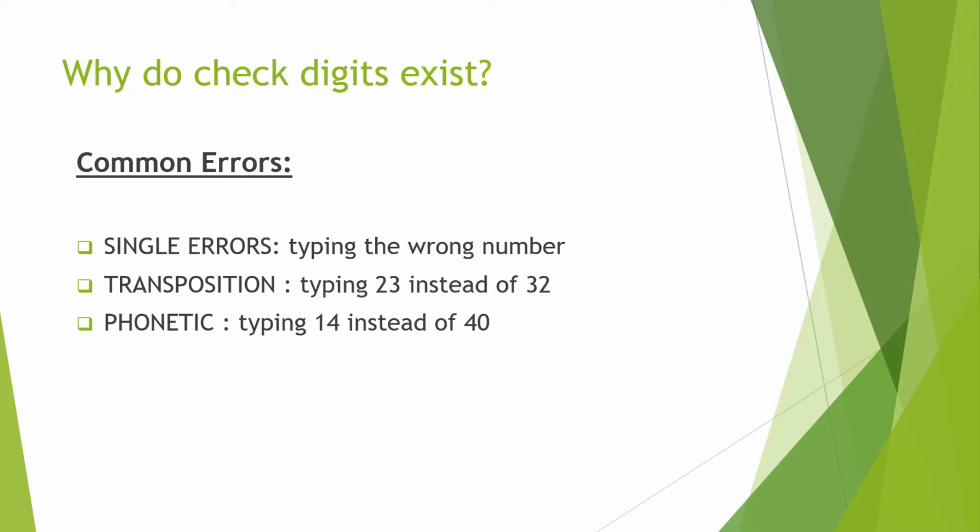So there are common errors. It could be single errors, which is typing the wrong number, where just a single digit is incorrect. Then transposition, which is typing 23 instead of 32, where two digits are switched. Then phonetic error, which is typing 14 instead of 40.